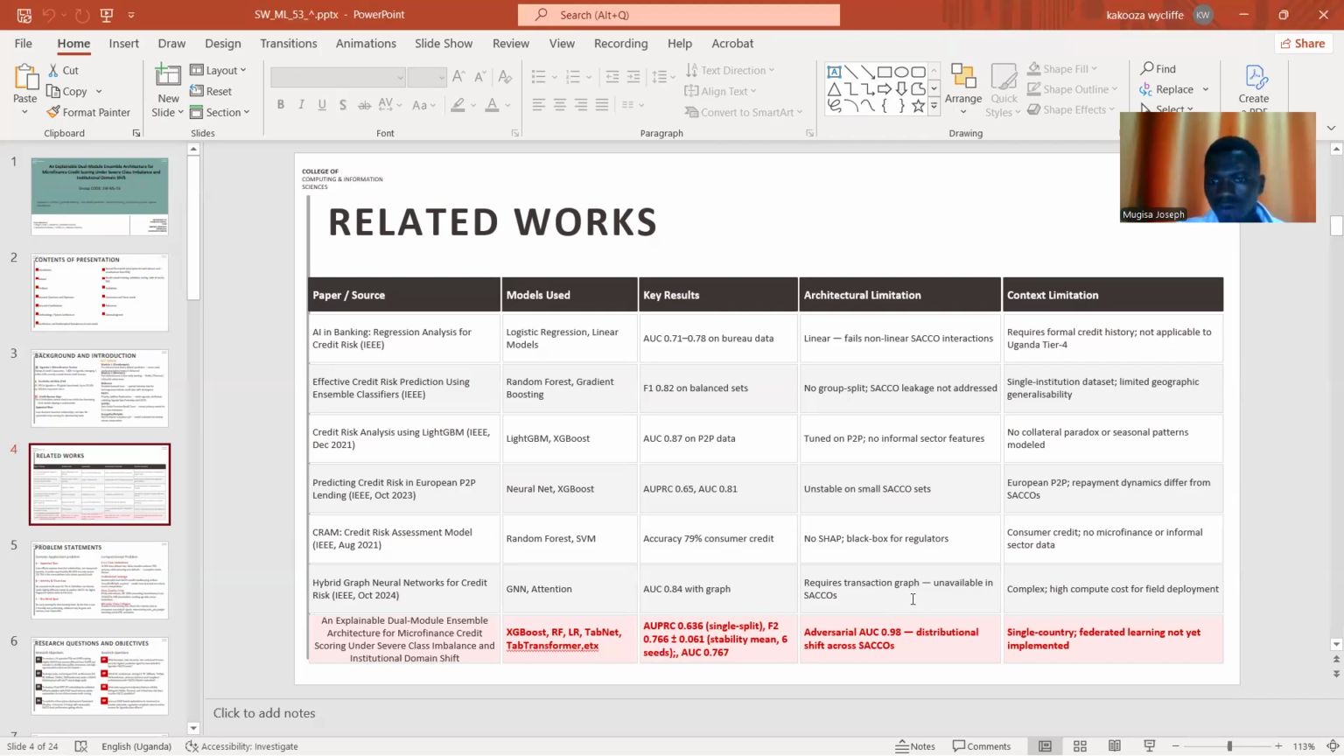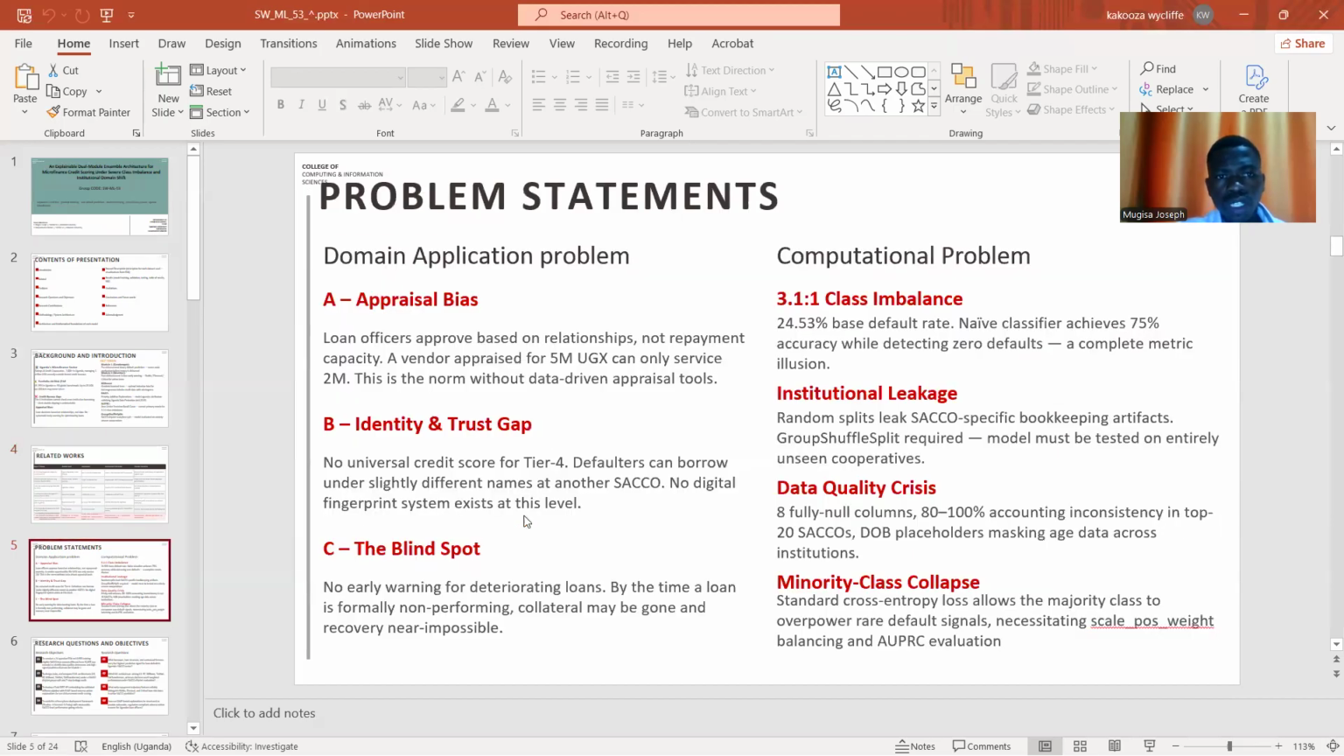So progressing, the key of the problem is that most of the loans are granted out of feelings, and the loan officers lack the ability to know if someone has defaulted somewhere else. They are also shocked with loans getting into default without getting early warnings. We also have challenges in class imbalance, whereby the majority of our target variable is false and only a few are true. So we have to handle that carefully.